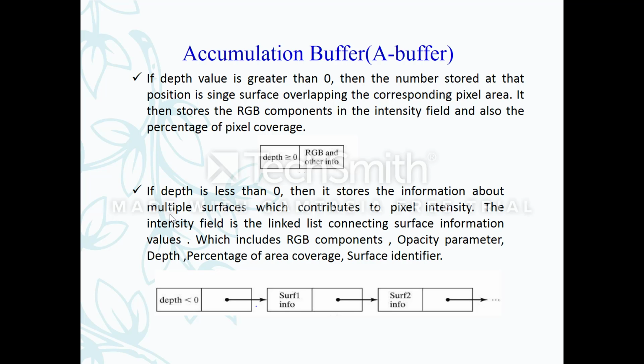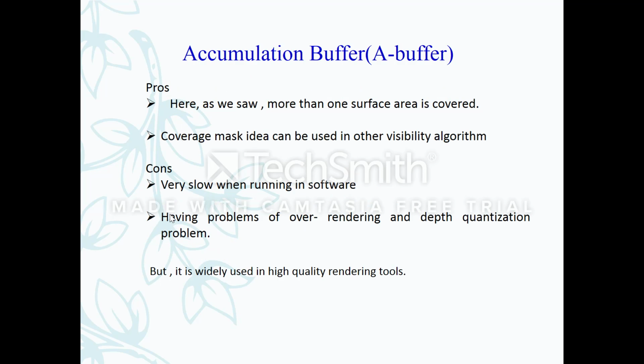Here the color intensity of the pixel depends upon all the values at different depths. What are the pros? Here, as we saw, more than one surface is covered. That is definitely a pro. Transparent objects are allowed here. The coverage mask idea can be used in other visibility algorithms. What are the cons? It is very slow when running in software, and has problems of over rendering and depth quantization. But it is widely used in high quality rendering tools.